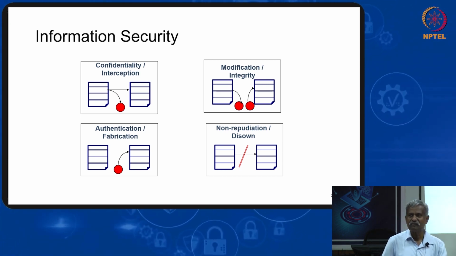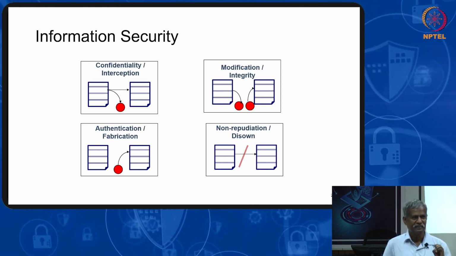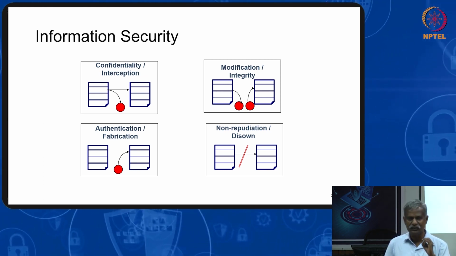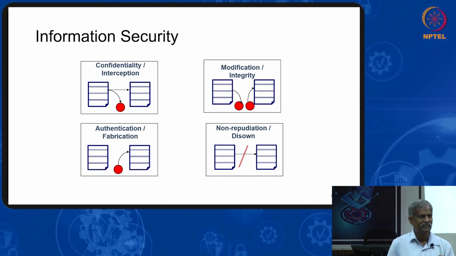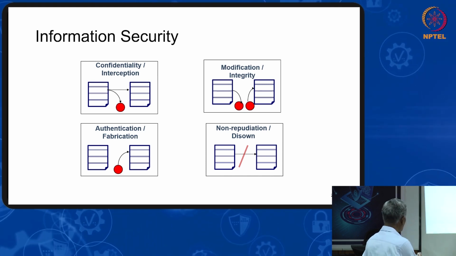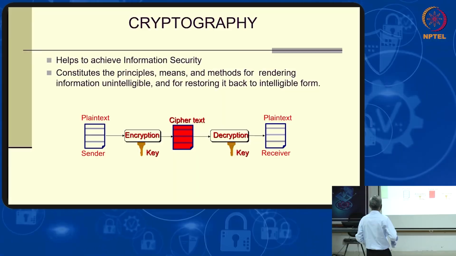You should not allow a person who is sending a message to escape by denying. He will try to deny, and we have to say that you have sent it. These are all the 4 security goals. To maintain these, we have to go for different methods.